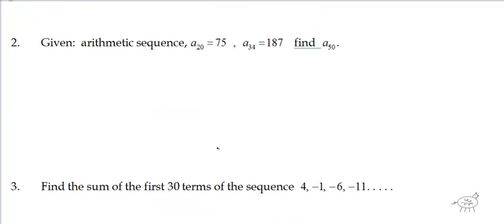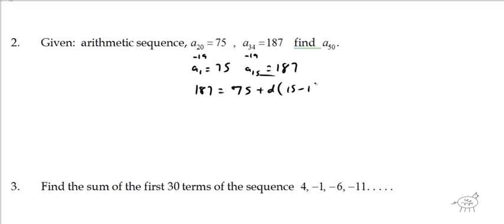Number 2, given the arithmetic sequence, a sub 20 is 75, and a sub 34 is 187. Find a sub 50. So the first thing I want to do is shrink this down. I always say you're going to subtract 19 from a sub 20 and get a sub 1, so we can use our formula, which is 75. I can do the same thing here, subtract 19, so I get a sub 15 is 187. My goal here is really to find the value of d. So now I have 187 equals 75 plus d times 15 minus 1, so I get 14d. I subtract and get 112, and divide by 14. So d comes out to be 8.